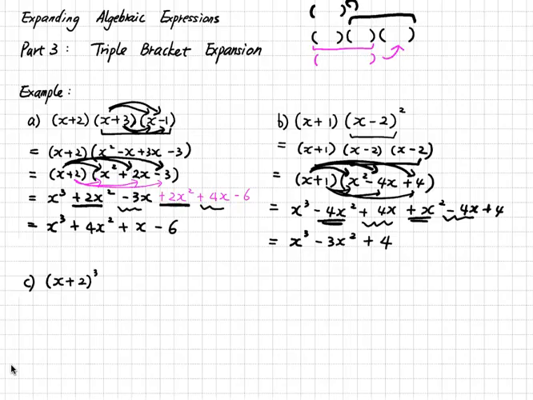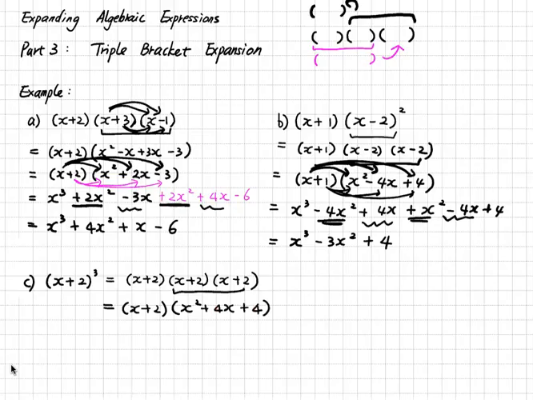Question C, (x plus 2) to the power of 3. What does that mean? That means the whole bracket appears 3 times in multiplication. So that is x plus 2 times x plus 2 times x plus 2. It actually refers to the triple bracket. Now let's start with the second one and the third one. So x plus 2 times by x plus 2 gives x squared plus 2x plus 2x, which is 4x. 2 times 2 is 4.